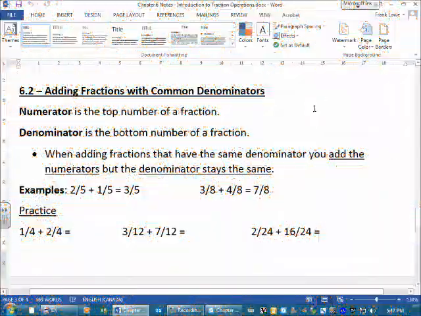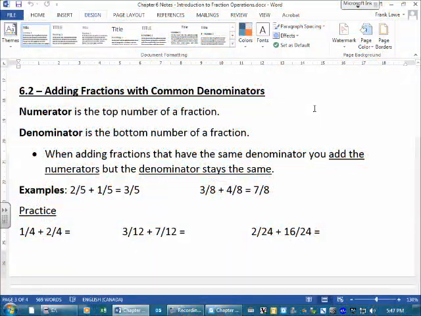Okay, next thing we're going to look at is adding and subtracting fractions. But fractions that have a common denominator, that means their denominators are both the same. Okay? And I've got to tell you, this is easy as pie, so you won't be having any difficulty with this whatsoever. But anyways, so adding fractions with a common denominator.